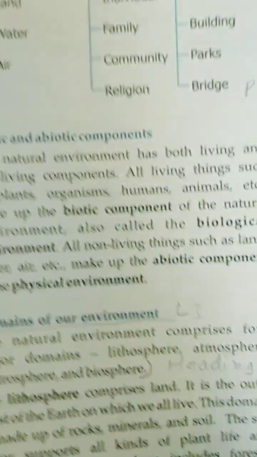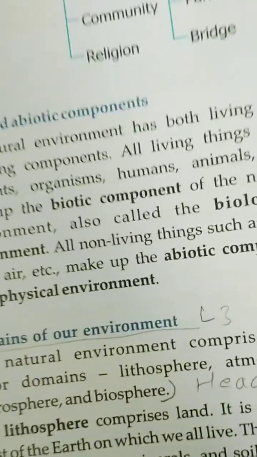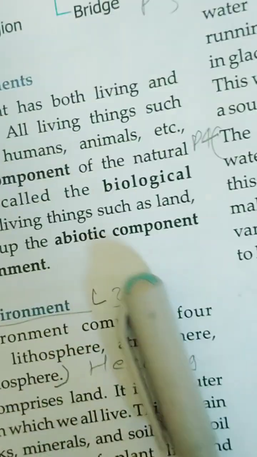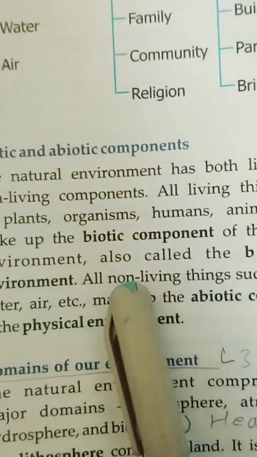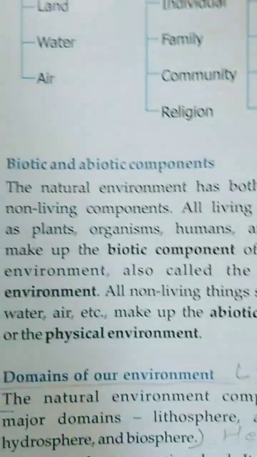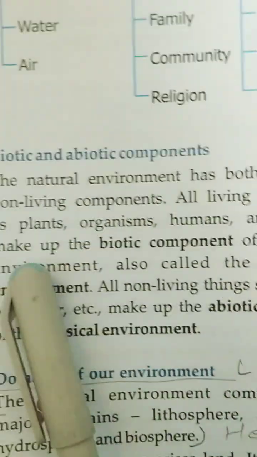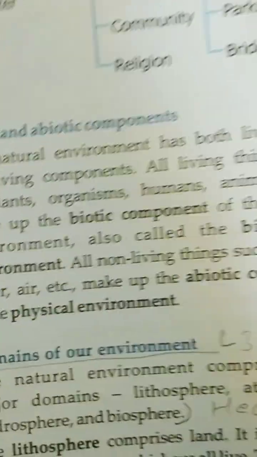So anybody will ask you what is physical environment. Just understand that the physical environment is known as abiotic, and abiotic is known for all non-living things. What is biological? Biotic. Non-living things. Okay, done.